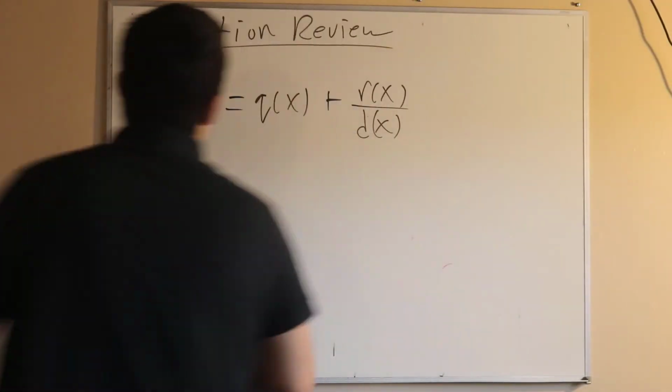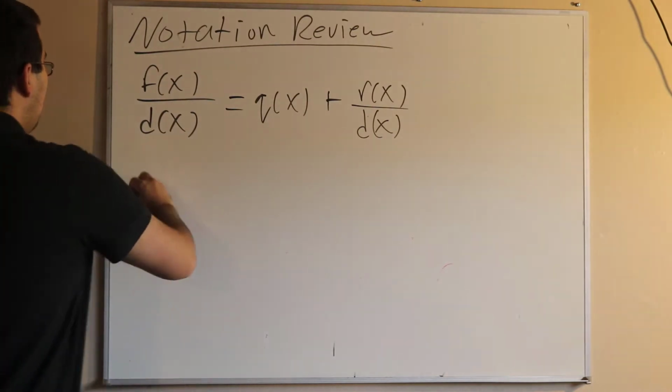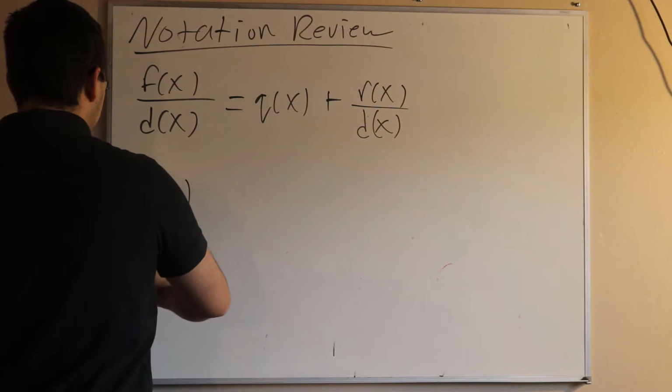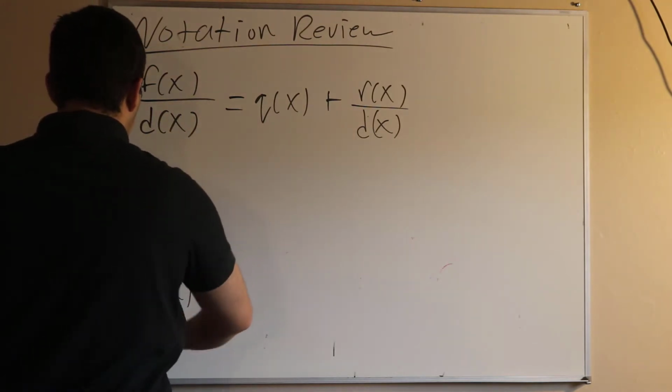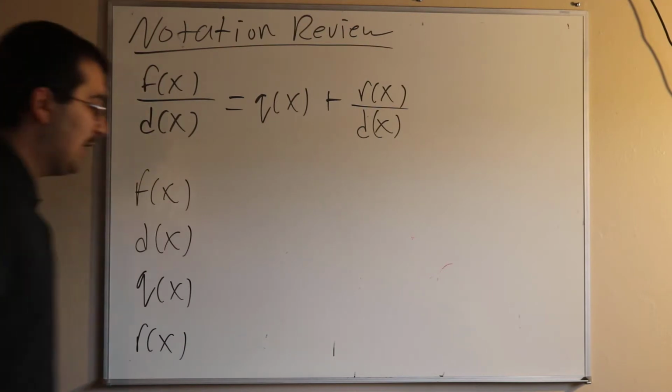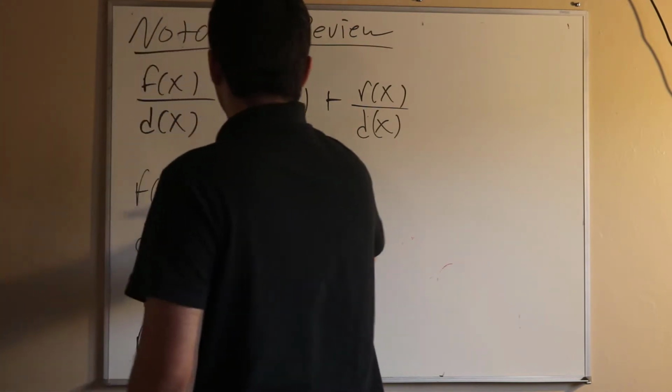So just to review what all these terms mean, so we have an f of x, we have a d of x, we have a q of x, we have an r of x. All of these have meaning, alright? So f of x is what we call our dividend.